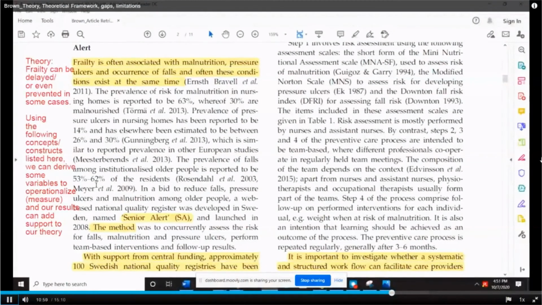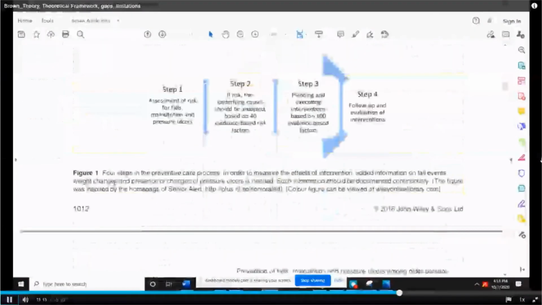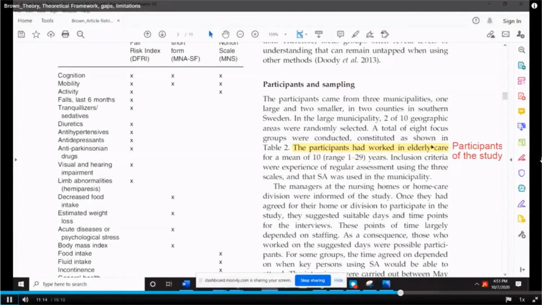So hopefully that helps you understand theory and theoretical framework, which is the coat hanger to the theory. And then, these are the participants I identified earlier. So those are the participants of the study. And then this is where you're going to find the gap. It's typically right before the methods section.